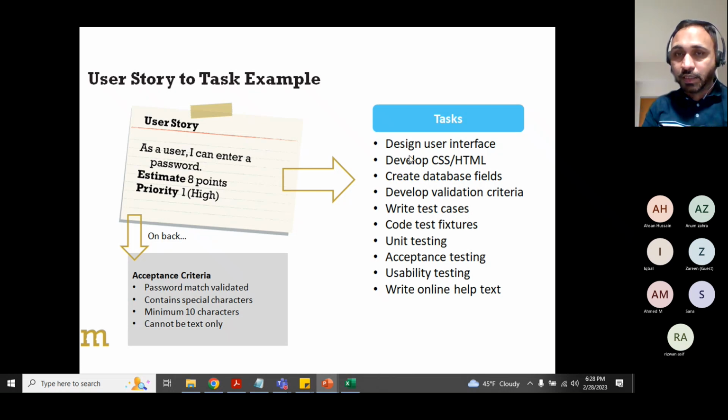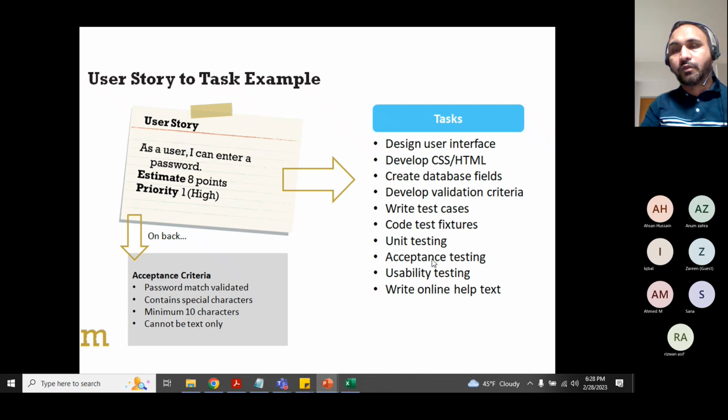The idea is those bullets we talked about: design the user interface, develop CSS or HTML, create database fields, because the data has to be stored somewhere. It's not something you just enter and then it goes away. How can it be matched with the database? The database is a kind of repository where you store the data. Create database fields, develop validation criteria: how exactly you want to match, or how to avoid duplication. Write test cases, code tests. Now development and testing come in handy. Code test fixture, unit testing, is at the development level.